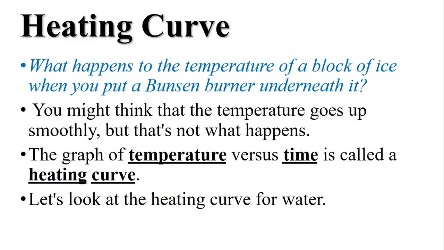What happens to the temperature of a block of ice when you put a Bunsen burner underneath it? Well, duh, that block of ice is going to melt. You might think that the temperature goes up very smoothly, because that's kind of what it looks like. You know, it looks like things melt very smoothly. That's actually not what happens. The graph of temperature versus time is called a heating curve. Okay, we're going to look at the heating curve for water.